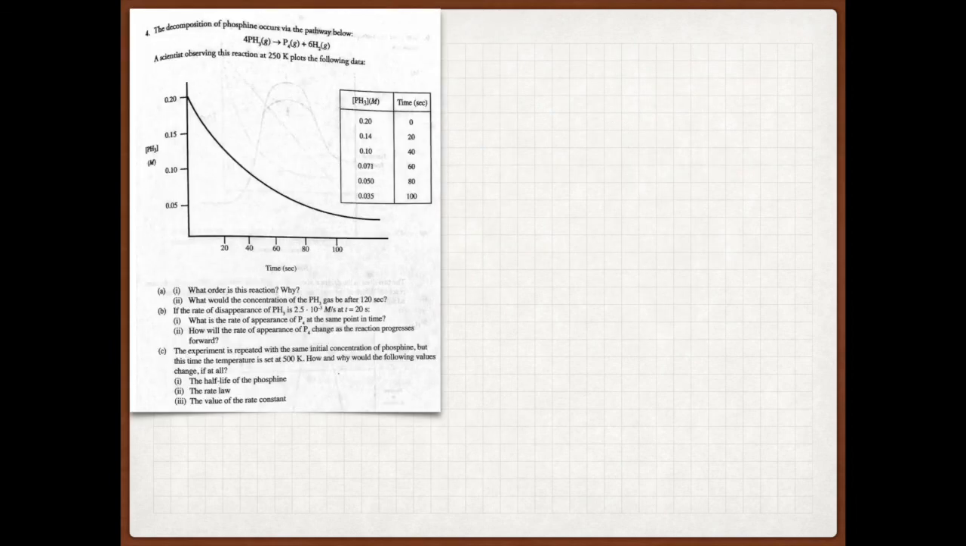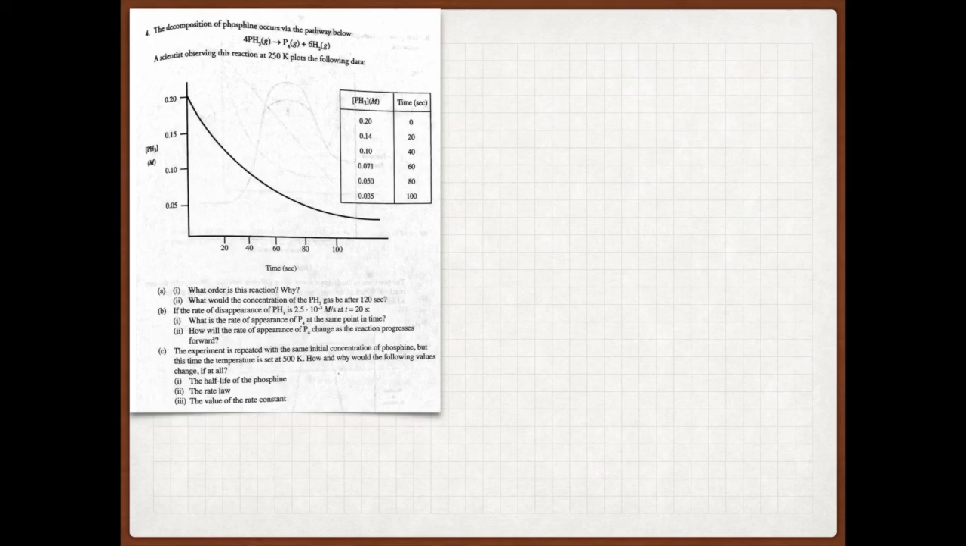In number 4, if you notice, all of a sudden we've got this graph, and it looks like it's first order because it's sloped when your dependent variable, or your y-axis, is concentration, and your independent variable, or your x-axis, is time. However, you cannot automatically make that assumption.